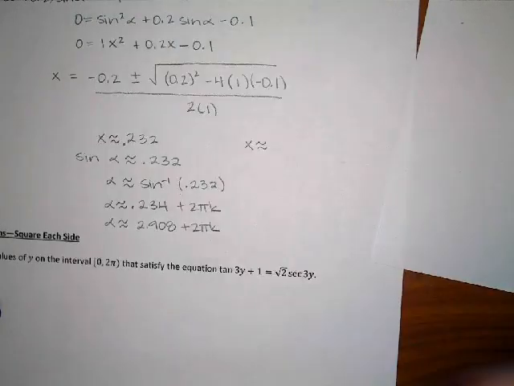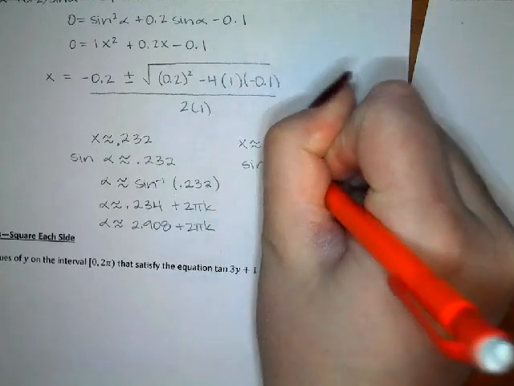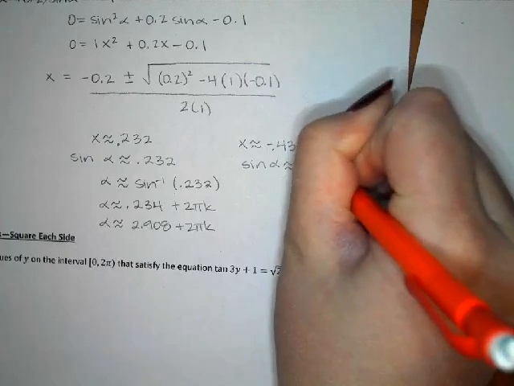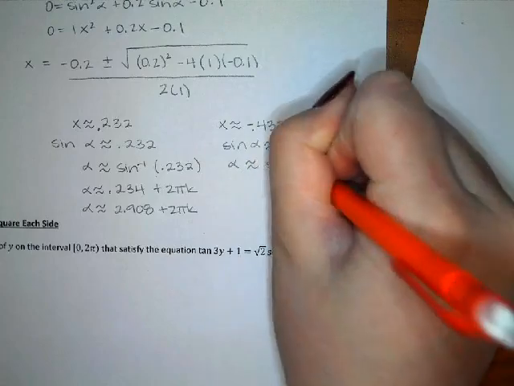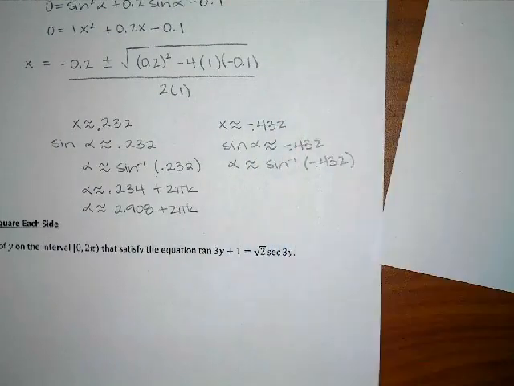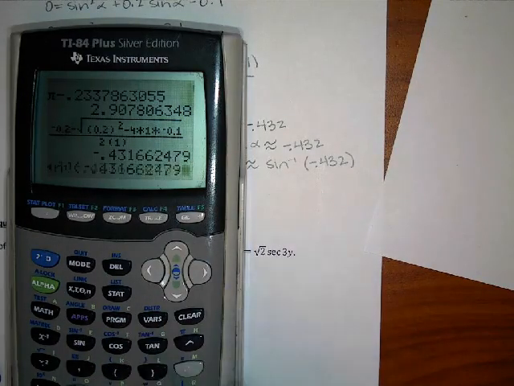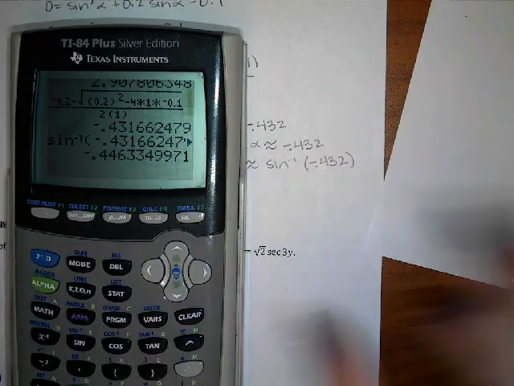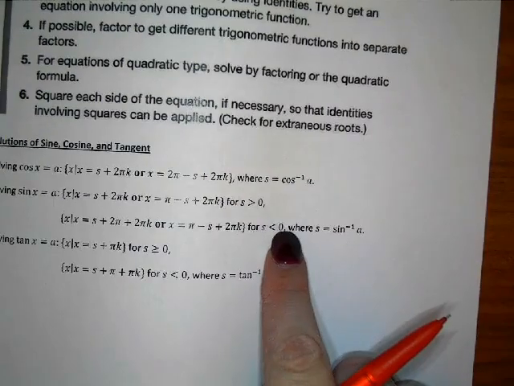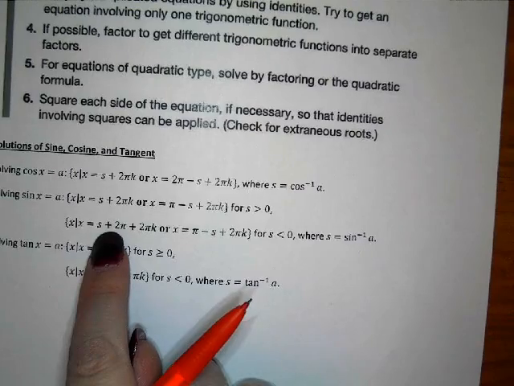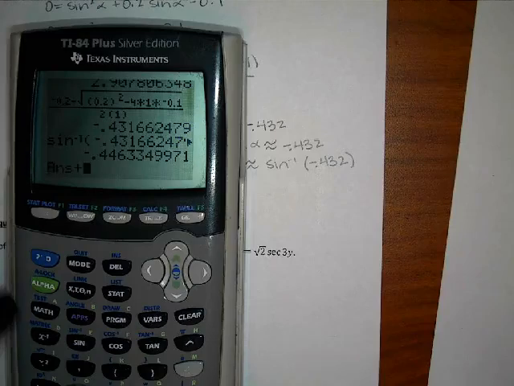So that means that sine alpha is negative 0.432. And so alpha is sine inverse of negative 0.432. Okay, so sine inverse of this answer. There we go. There's our s value. Now this time, our s value is less than 0. So our first answer is going to be s plus 2 pi. Our second answer is going to be pi minus s. So s plus 2 pi is our first answer, 5.837.